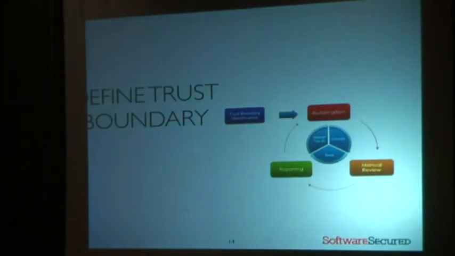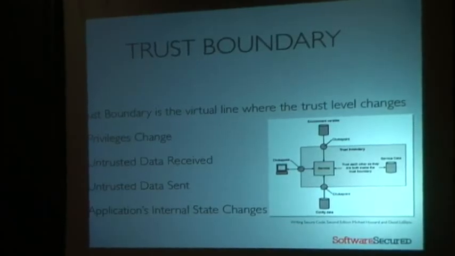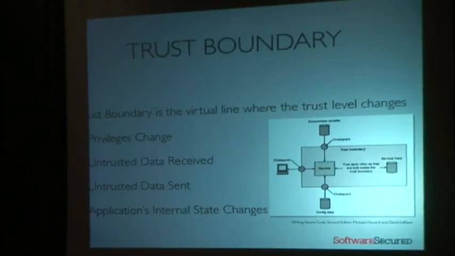So, defining trust boundary. A trust boundary is this virtual line where the trust level changes. Trust level changes like when privileges change. So an anonymous user, for example, becomes authenticated as a regular user. A regular user elevates, re-logins or something, and becomes an admin. So every time privileges change. Untrusted data received, untrusted data sent. All these are examples of where trust level changes.